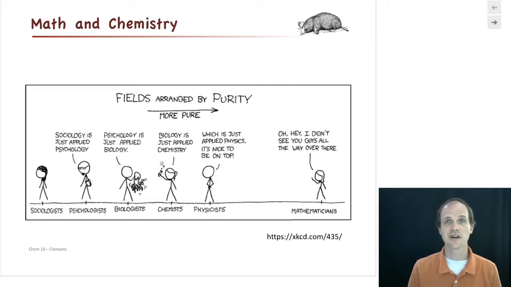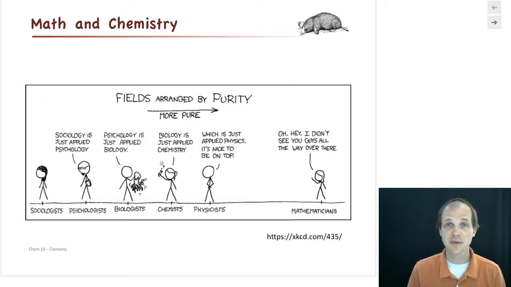Here we go. We are ready for the meat of this class. And for a lot of people, the unfortunate meat of this class is that there is a lot of overlap between math and chemistry. We need to know how to do a lot of good math in order to be able to do the chemistry we're talking about.